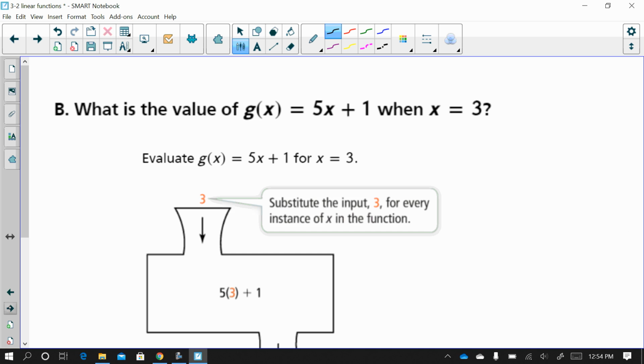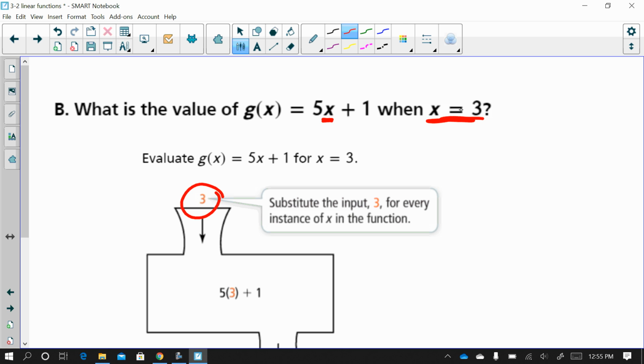Okay, so here's how we actually use function notation. What is the value of g of x equal to 5x plus 1 when x equals 3? This time they're giving us what the input is. So we're going to throw 3 into our machine, substitute anywhere we see an x, plug in 3, and solve for what g of x equals. g of x is what comes out.